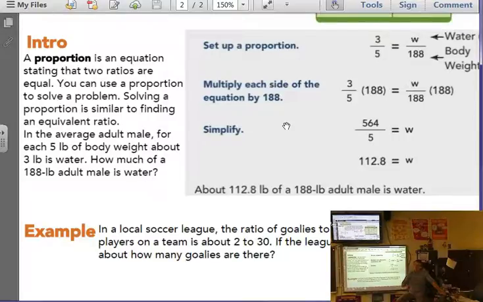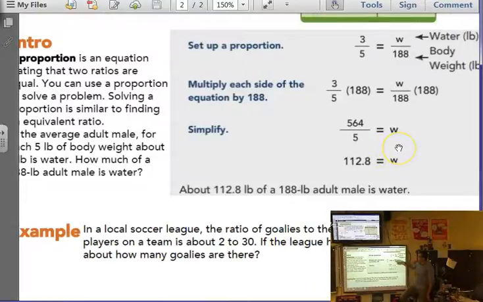So for every 5 pounds that you weigh, approximately 3 pounds of it is water. It's slightly different for you because you're a kid, but with adult males, like myself, every 5 pounds of your weight is 3 pounds of water. So there's only 2 pounds of other stuff, like bones and the other things that aren't necessarily water, like hair. But 3 out of the 5 is water. So we could set up for a 188-pound person that they'll have 3 pounds of water for every 5 pounds total. How much water weight do they have if they weigh a total of 188?